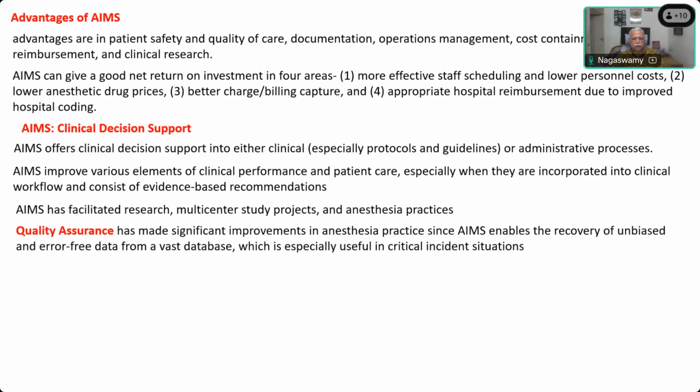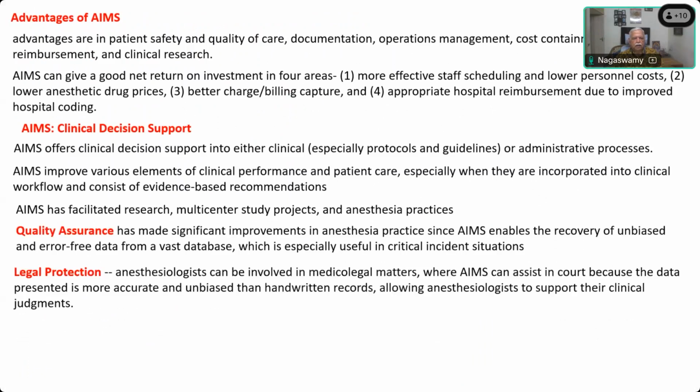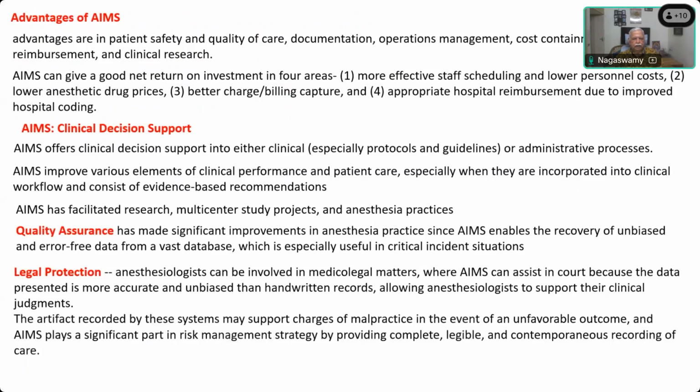Then quality assurance has made significant improvement by using AIMS. It enables recovery of unbiased and error-free data from a vast database. Legal protection is also there; it can be involved in medico-legal matters where AIMS can assist in court by giving the data, and it can prevent an unfavorable outcome to the anesthetist also. And it plays a very important role in risk management strategy by providing complete legal and contemporaneous recording.